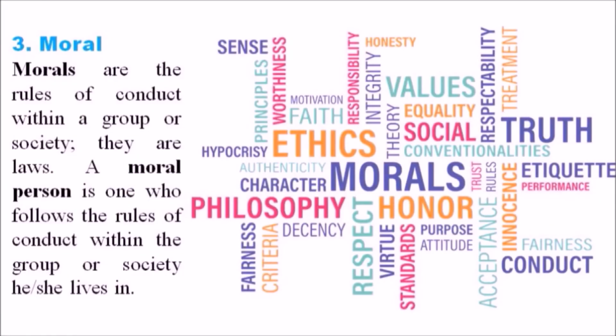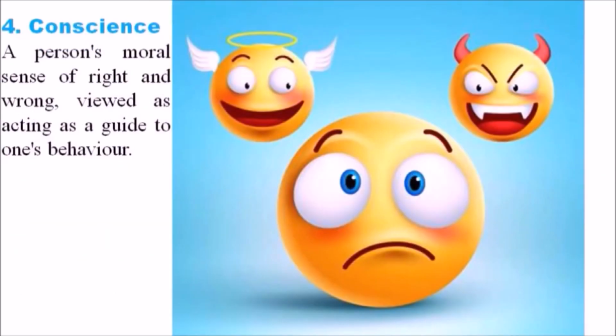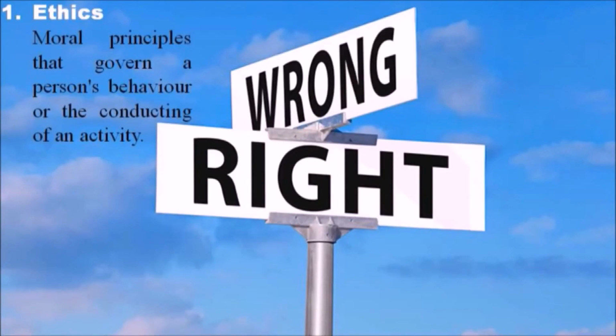The third main point is the moral value of a person. A moral person means a person who follows the rules and regulations in a country or in a society. And the fourth major point is conscience, that is, a person's moral sense of right and wrong. Before every action, we generally think: is it right or wrong? How does it impact others? What is the impact on the society? These calculations are always within our mind, which help us determine what is right and what is wrong.